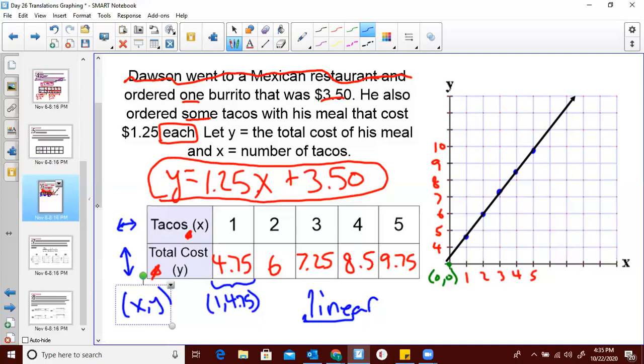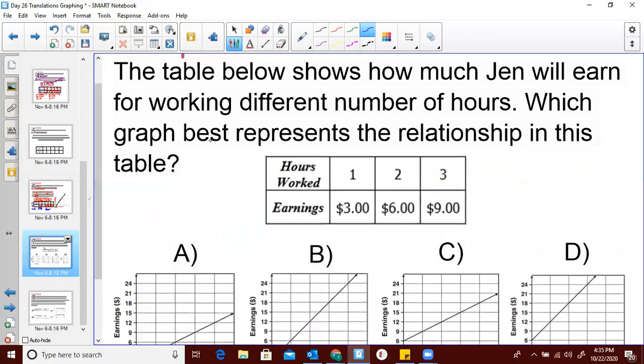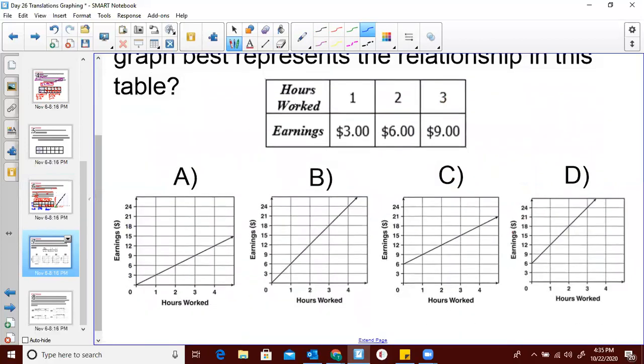All right, so let's try something a little bit different here. The table below shows how much Jen will earn for working different number of hours. Which graph best represents the relationship in this table? All right, so there's a couple of things here that you guys really want to look at. First of all, we have hours worked. So is that my X or Y axis?